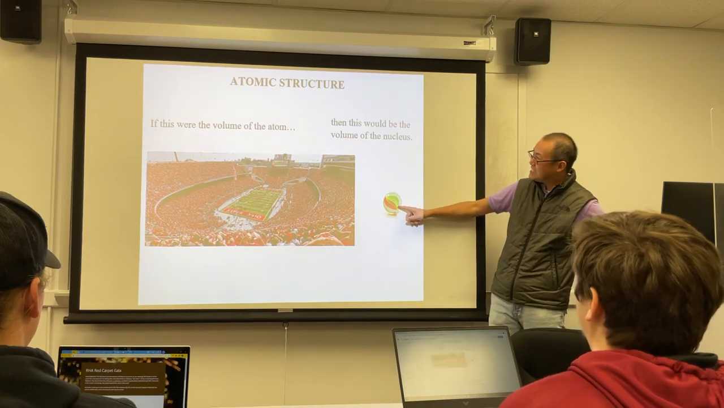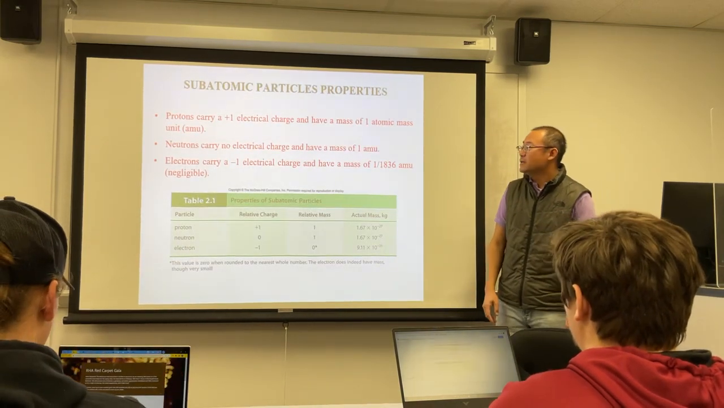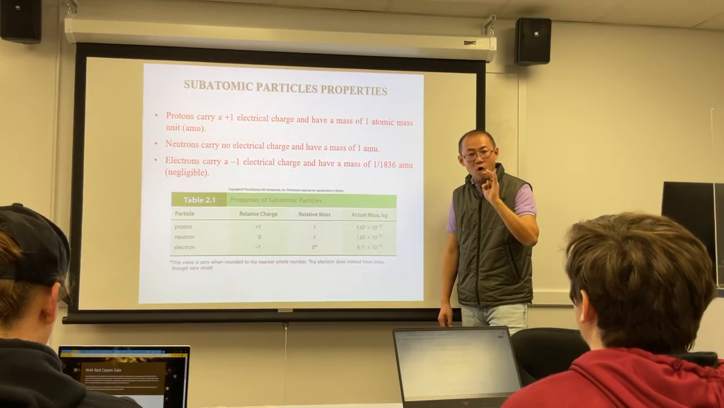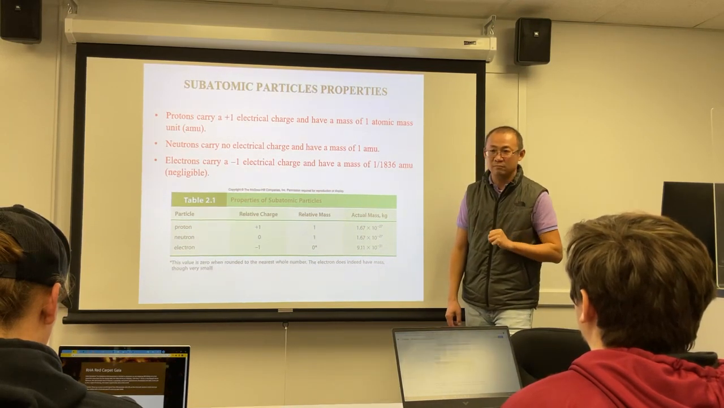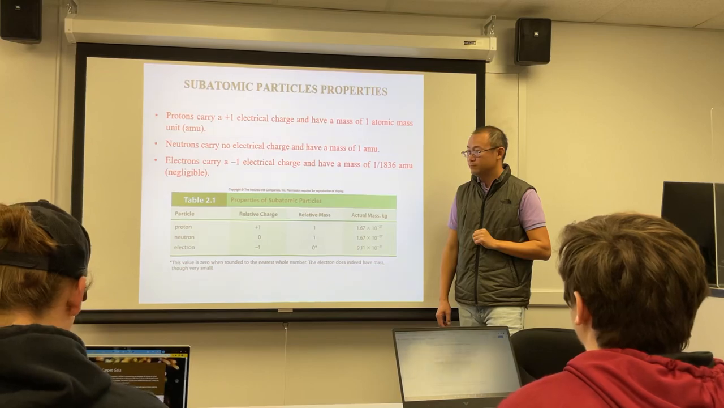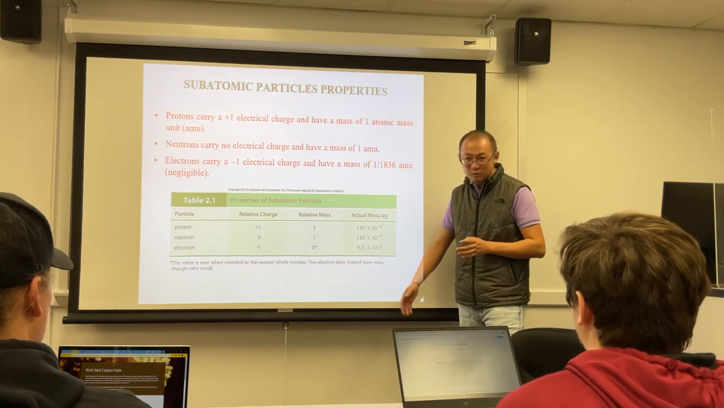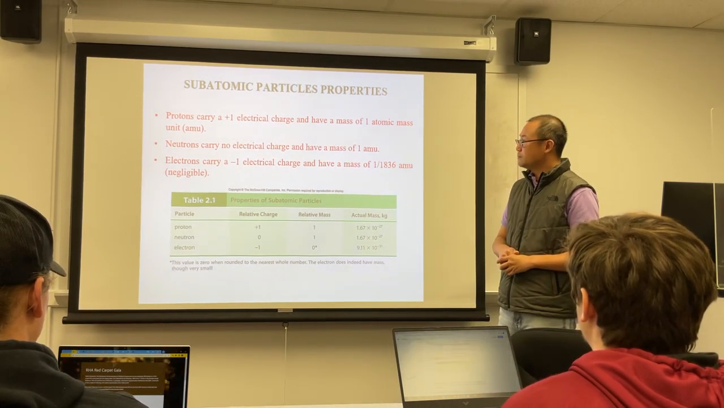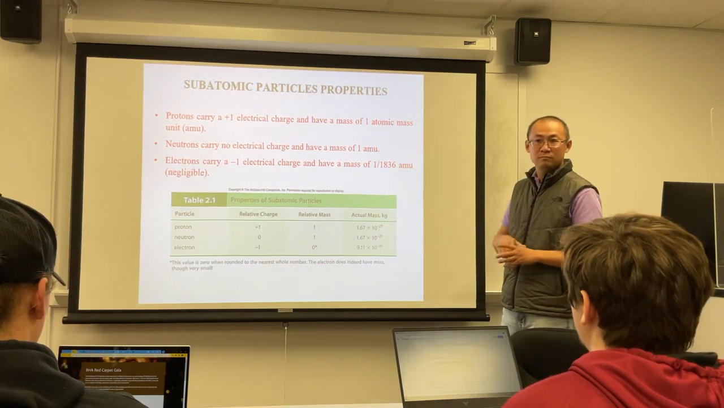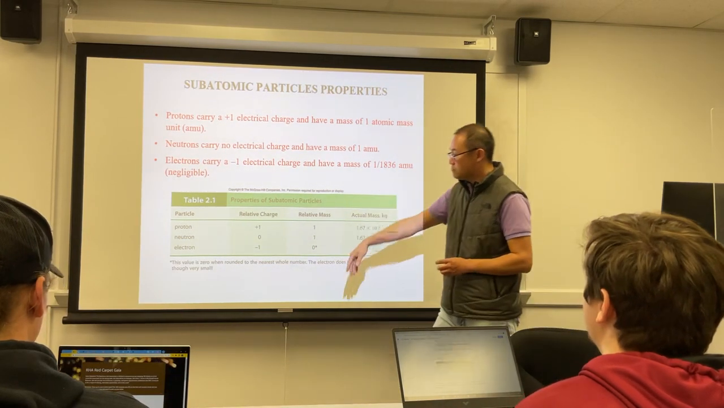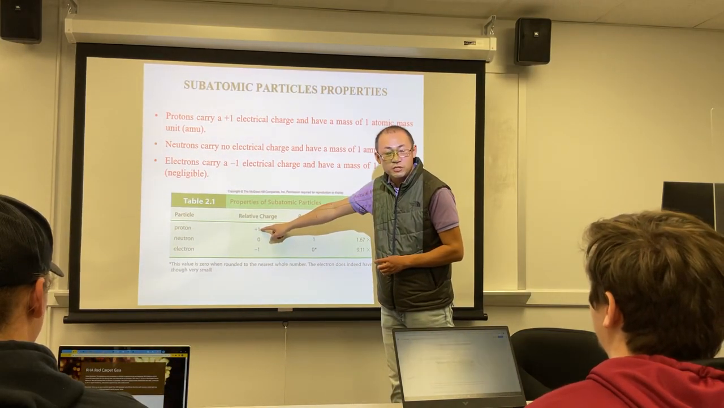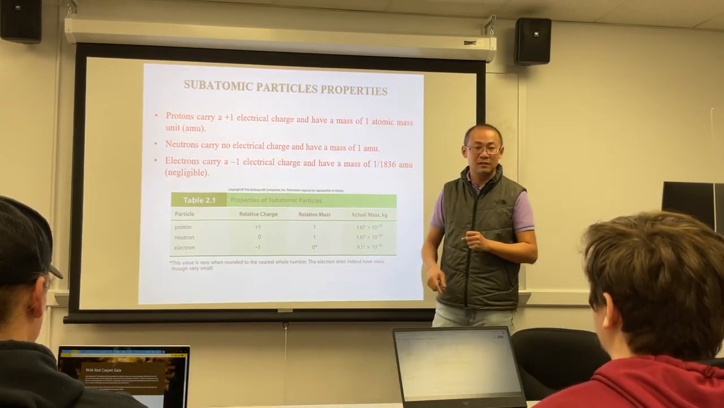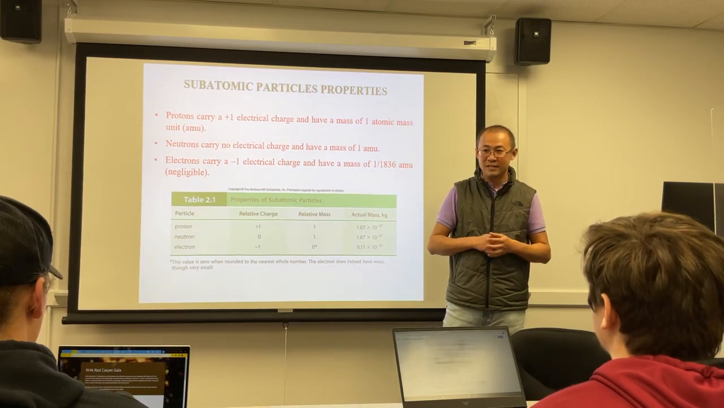However, even though the size of the nucleus is small, the nucleus has almost all the mass of an atom. Okay, all the mass of an atom. This chart shows you some very important properties of these particles. First property is the charge. Between these three particles, proton carries a +1 charge. Neutron, 0 charge. An electron carries a negative charge. You guys see that?